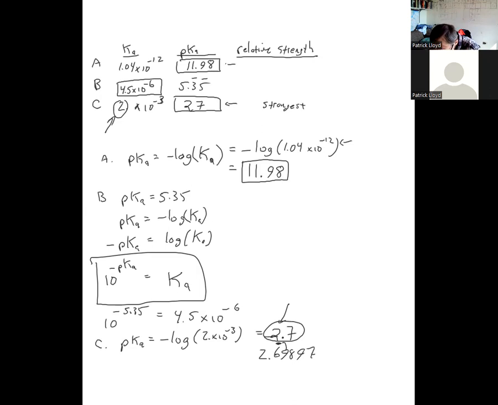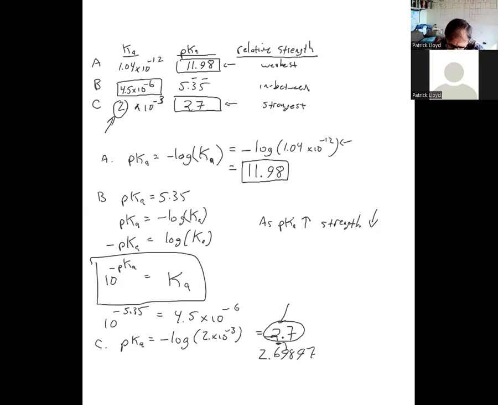This one's the highest, so it's the weakest. And then this one's in between. Okay, so as pKa goes up, strength decreases. It becomes a weaker acid, right? Okay, be careful. That doesn't necessarily mean that it's safer because it's a weaker acid.